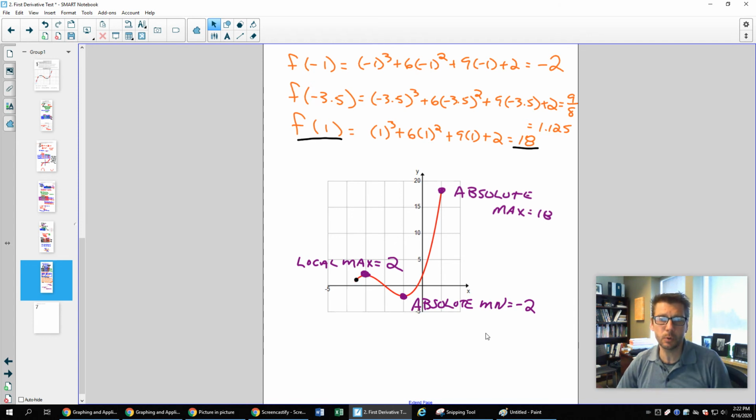So again, the table still works. We've got an increased region to a decreased region, so it tells us it's a maximum. We've got a decreased region to an increased region, so we know it's a minimum. Then we deal with the outsiders, with the endpoints, and we find we have an absolute maximum at 18, and this would be a local minimum of 1.125.